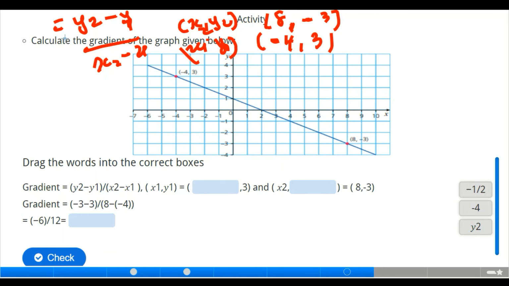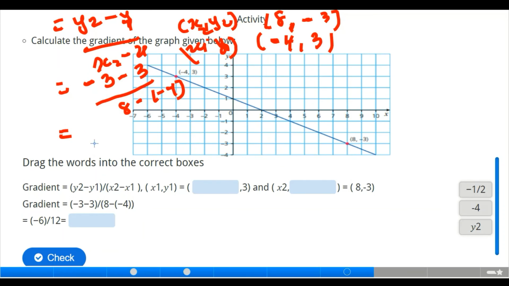So with this we have y2 minus y1. What is y2 now? y2 is minus 3. What is y1 from what we have here? y1 is 3. So we have minus 3 minus 3, divided by, what is x2? x2 is 8, okay? And what is x1? x1 is minus 4. So remember, we have minus 4.